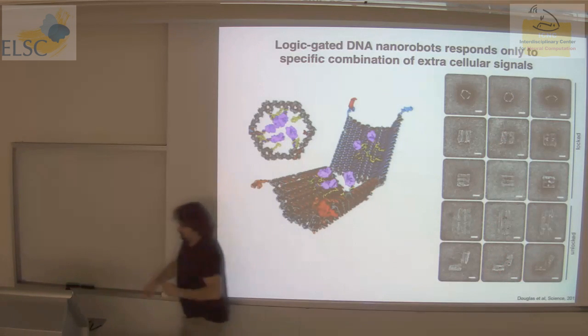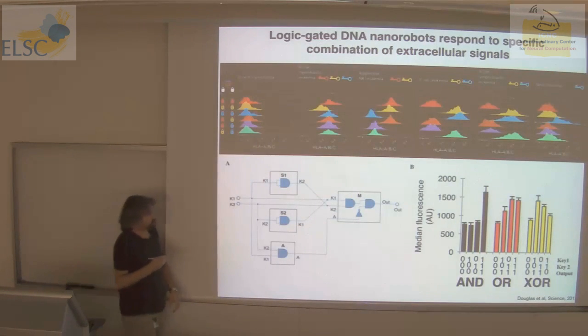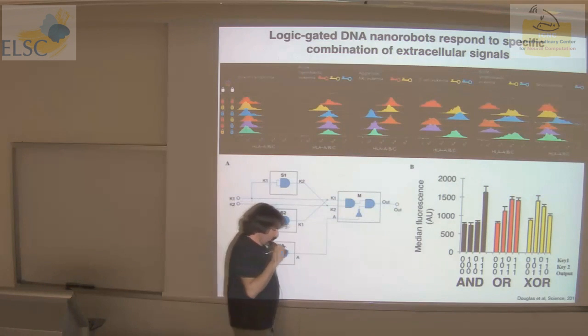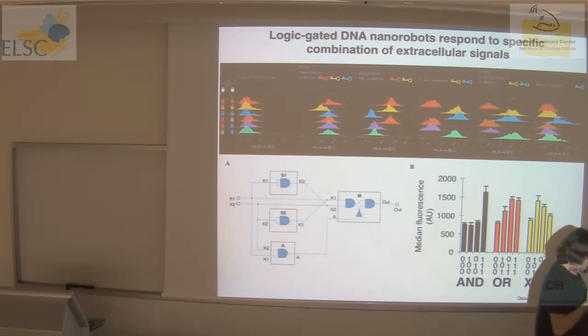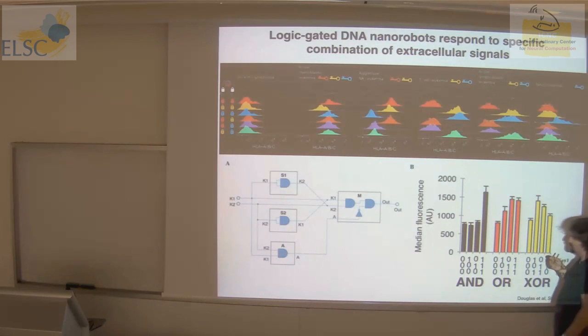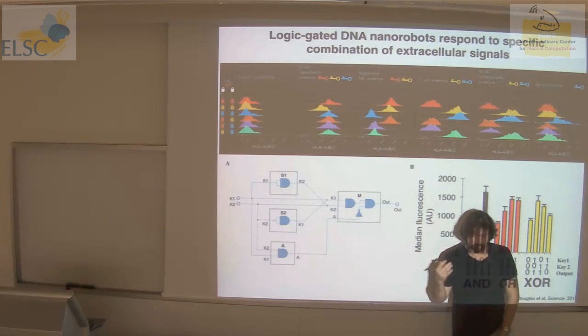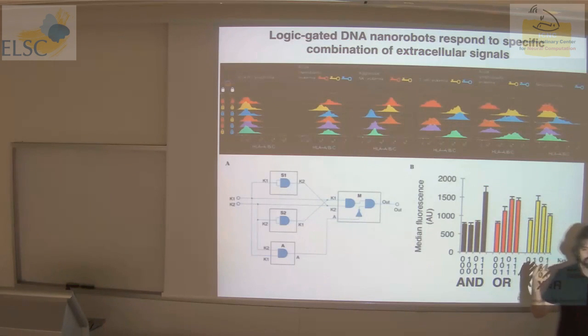Okay, so we can build in one robot up to 4 aptamer locks. So basically, we can teach these robots to behave in a specific logical way.